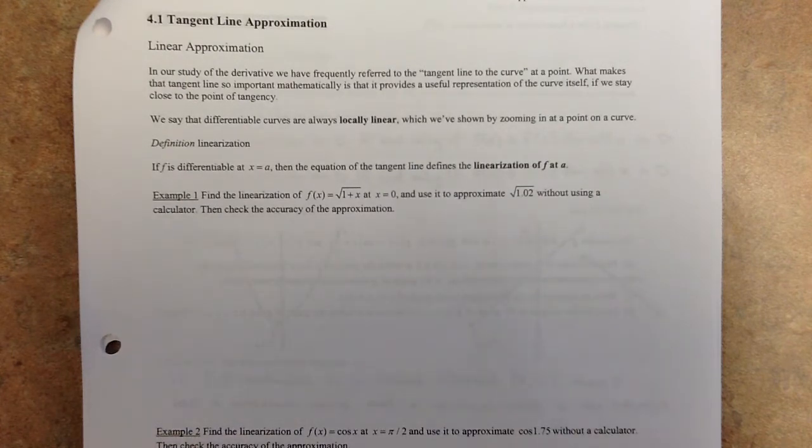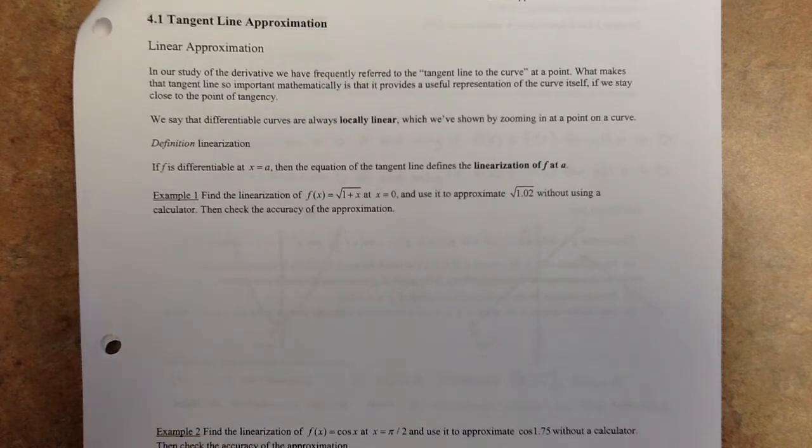And so we've got this idea right here that linear or differentiable curves are called locally linear, which basically means, and we've seen this before with the whole differentiability stuff, if you zoom in really, really close to a curve, it'll basically straighten out and look linear. And once you get to a point where a graph looks linear, that's the slope of the tangent line.